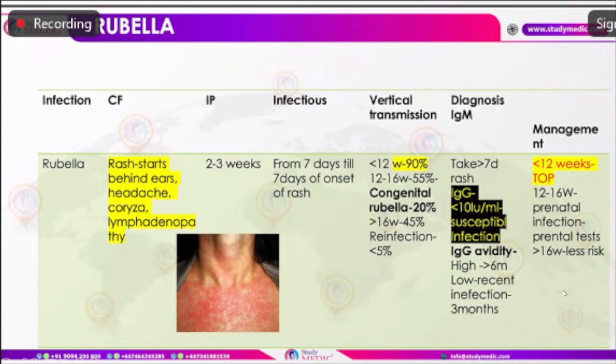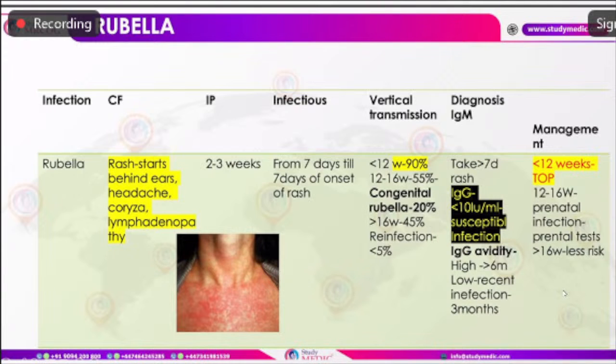And how are we going to diagnose rubella? It is by the measurement of immunoglobulin. And this has to be taken at least 7 days after the rash. So IgG is suggestive of a past infection, and IgM is suggestive of a recent infection.